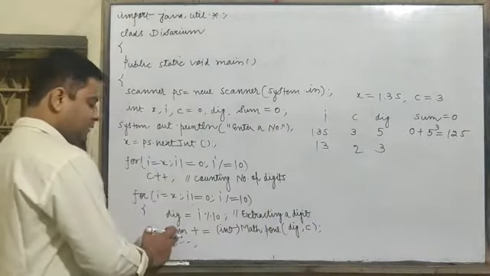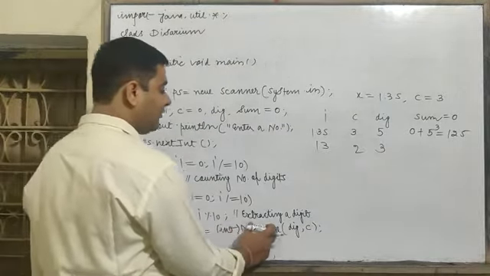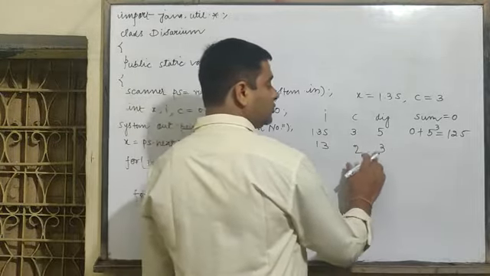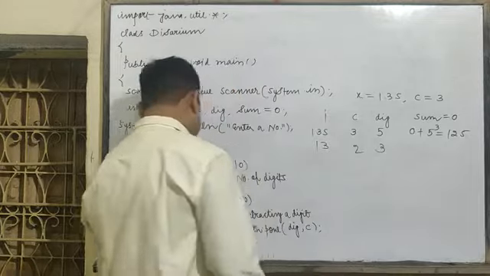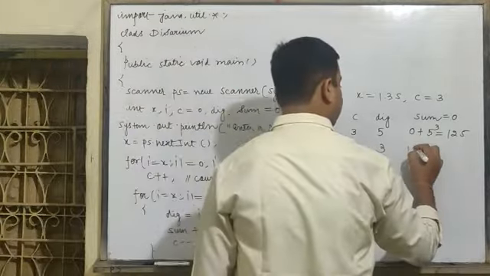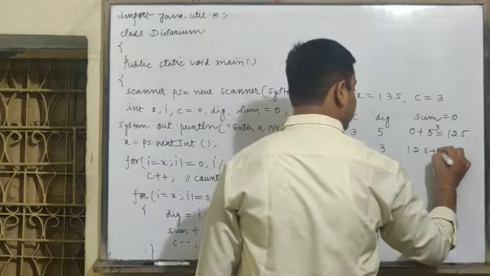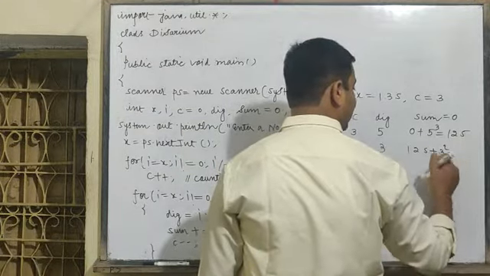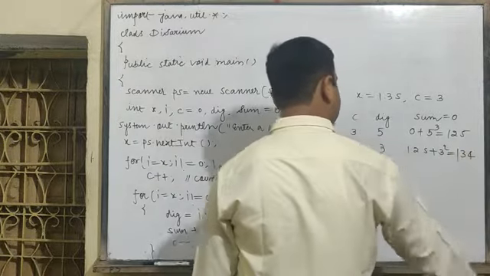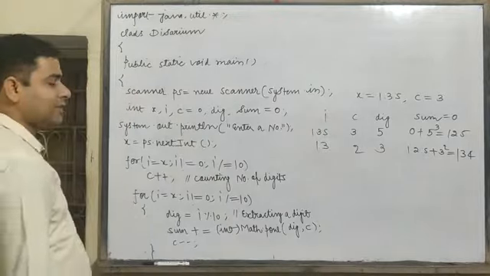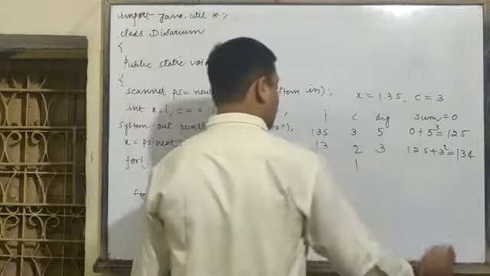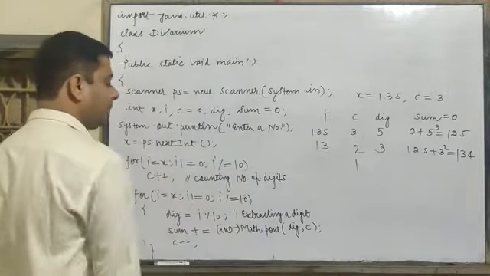Now we'll jump on this line. Sum plus equals to Math.pow of digit comma c. Current value of digit is 3. Value of c is 2. So 3 raised to the power 2 will be calculated and will be added in sum. So current value of sum is 125 plus 3 raised to the power 2. So it will calculate 125 plus 9. It will give you what? 134. This will be stored in sum. After calculating this, it will decrease the value of c by 1. So value of c will be what? 1.